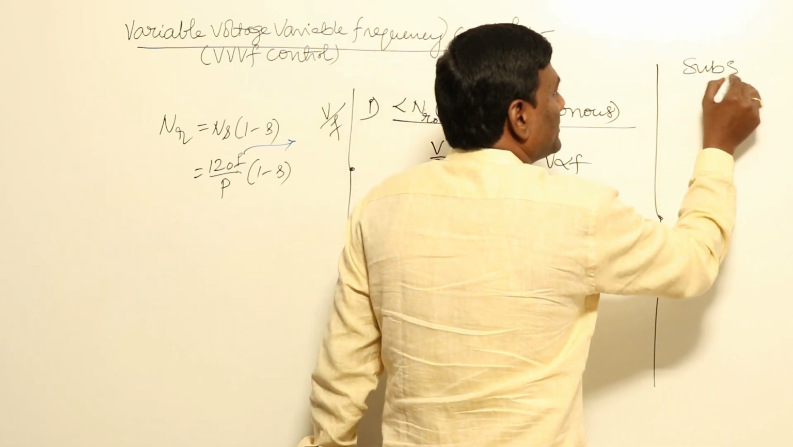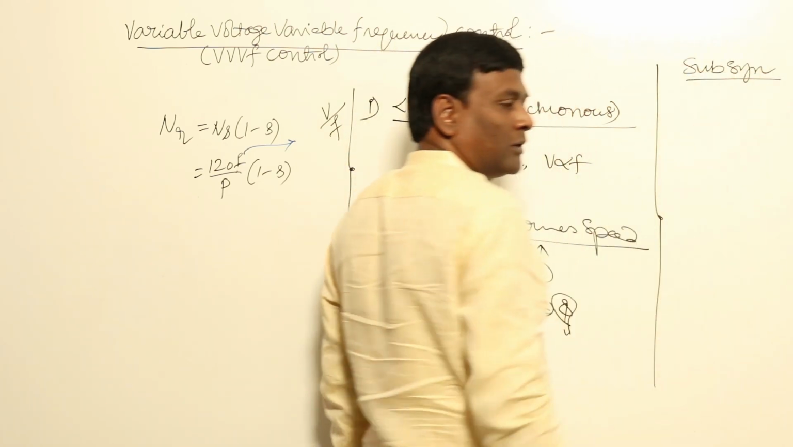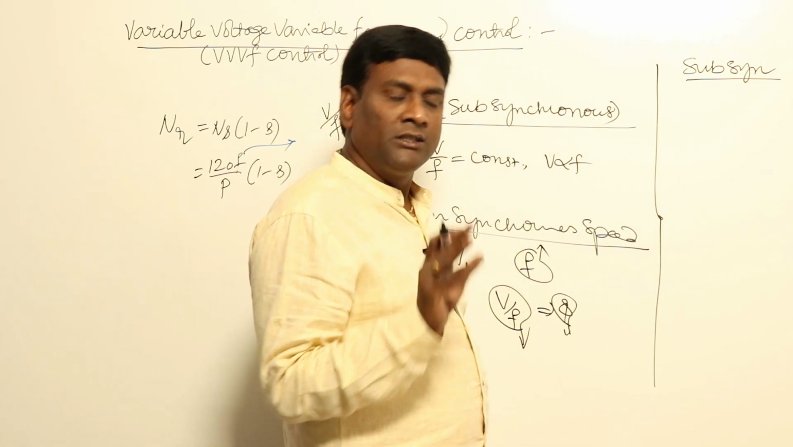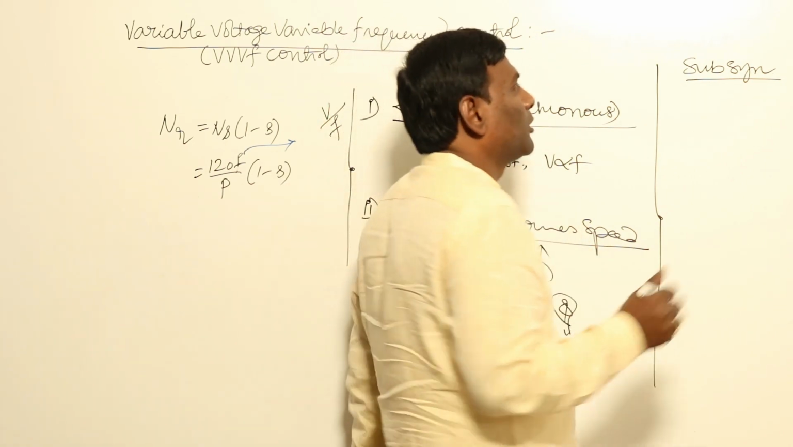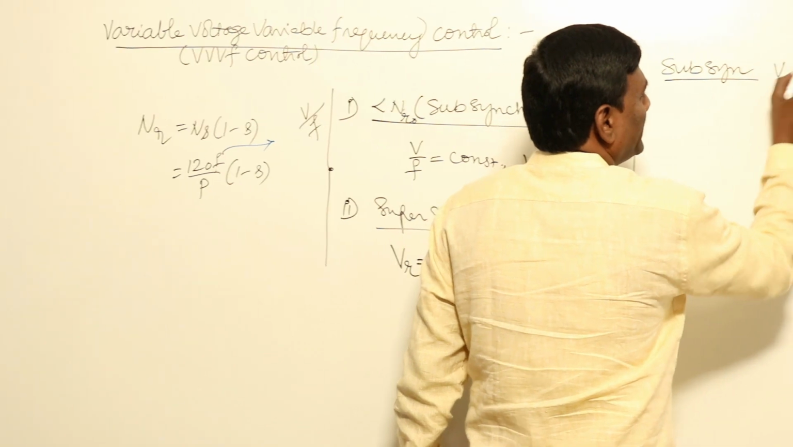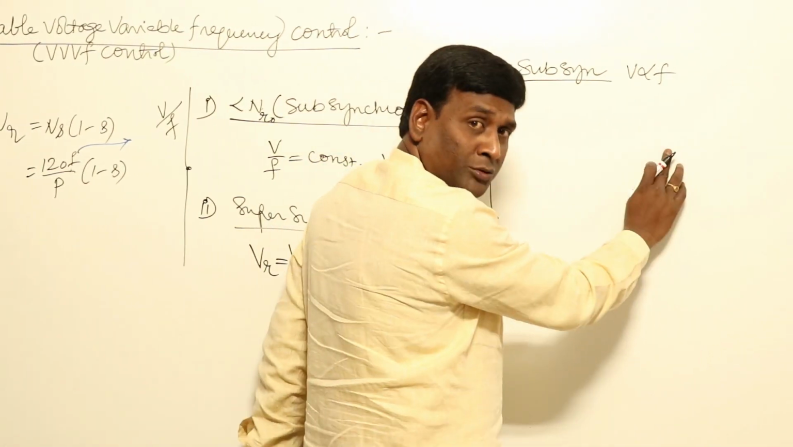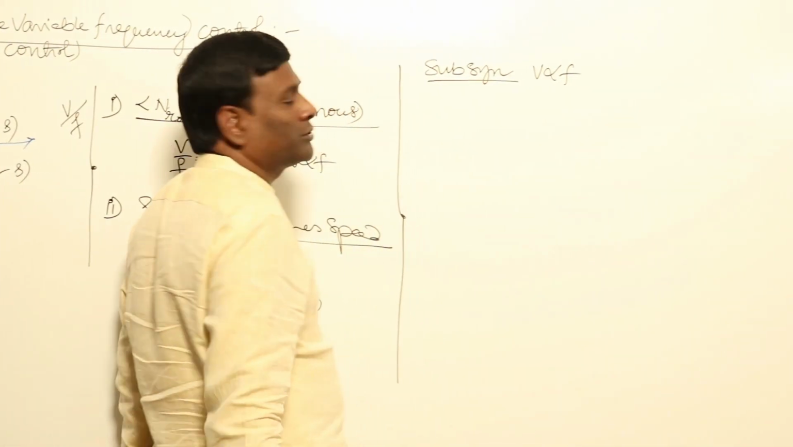For subsynchronous speeds, I do not remember any equation, and I am not going to in future, except one small thing. In subsynchronous speeds, voltage is directly proportional to frequency, because if you are reducing frequency, the voltage can also be reduced to that extent.